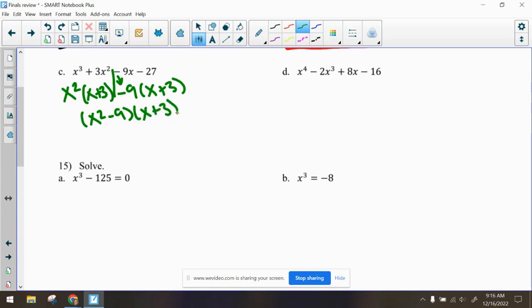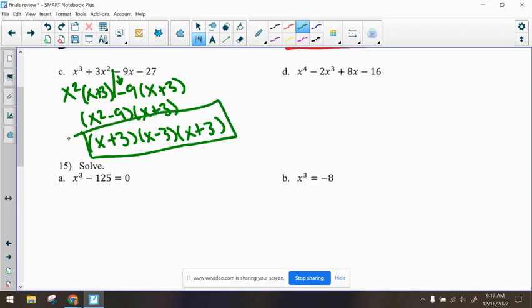So now that we're into this module, we have to check if we can factor these things further. X squared minus 9 is a difference of 2 squares. That factors into x plus 3, x minus 3, and then I'm going to bring down that other x plus 3. So this is where we factor using one method, but then we have to check and see if we can factor it using another one.